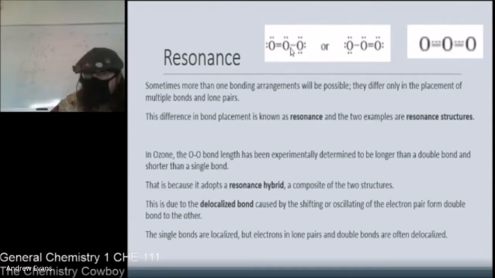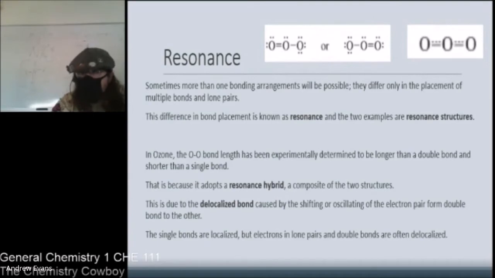Now, please note, the single bonds are localized. The single bonds are stuck there. But this double bond is able to shift from here to here. These lone pairs are able to shift from around the atom into the bond. So they're delocalized while the single bonds are very much localized. But this is going to create some degree of stability in this structure. And we'll see this going on. Whenever you have more than one structure that differs only in the placement of double bonds and lone pairs, we are going to have this resonance structure.